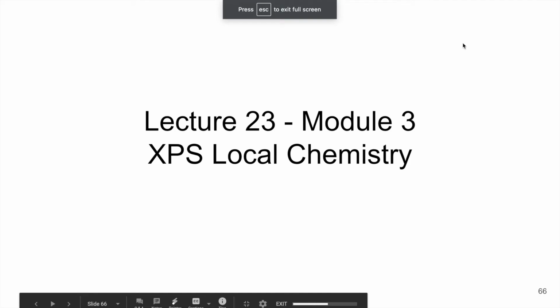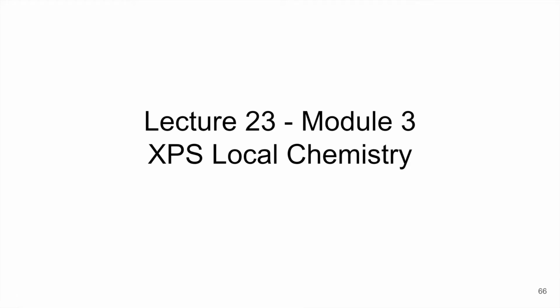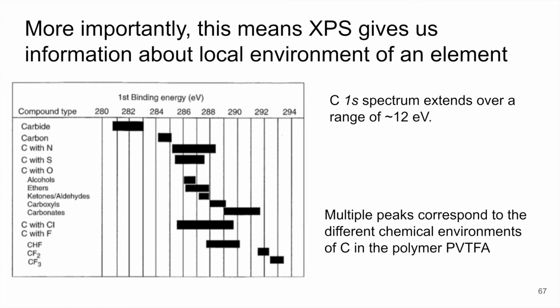All right, so now let's talk about that last point about how an XPS peak in the spectrum can be shifted due to its local environment or chemistry. So this could be viewed as a negative in that it's harder to know the exact position of an element's peak. But more importantly, this actually gives us unique information that other techniques can't.